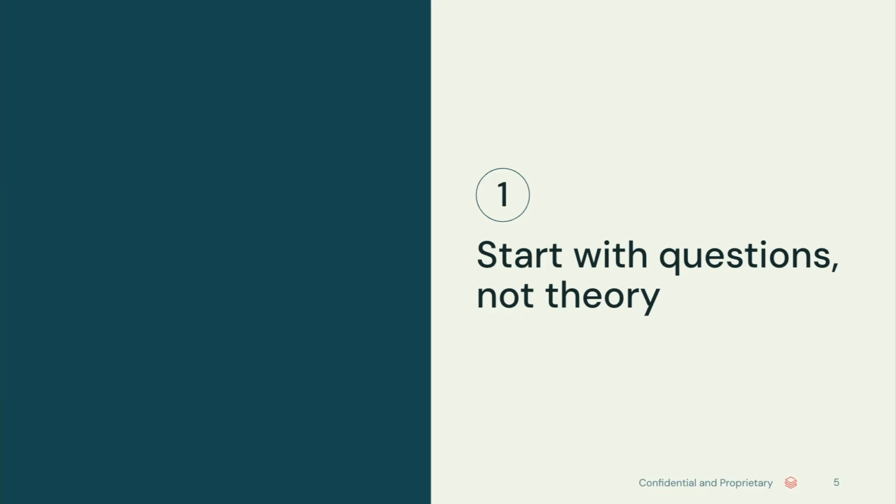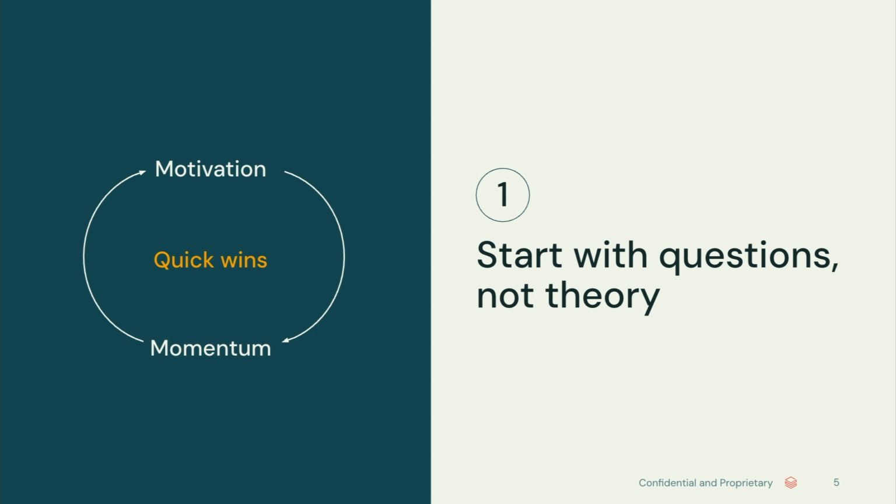Lesson number one is start with questions, not theory. It's very tempting to start with very abstract stuff, looking at coding languages, maybe meandering around in Code Academy or something like that. But if you do that, you very quickly lose momentum. And the key thing you need is momentum, a feedback loop between motivation and momentum. You start with a little bit of motivation. If you don't get a quick win early, you'll lose momentum, and momentum's what's going to keep you going in this journey. So start with questions and try to get a question answered in five minutes to prove to yourself that you can do it.